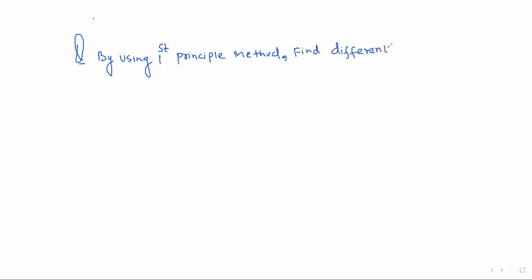So I'm starting the question. The question is: by using the first principle method, find the differentiation of f(x) equal to x square.